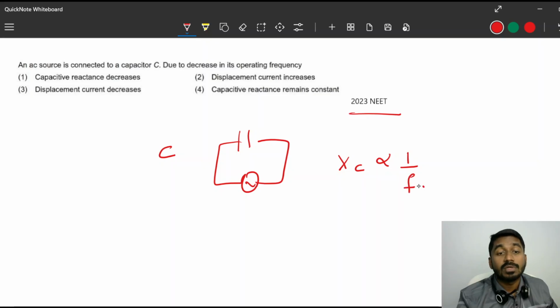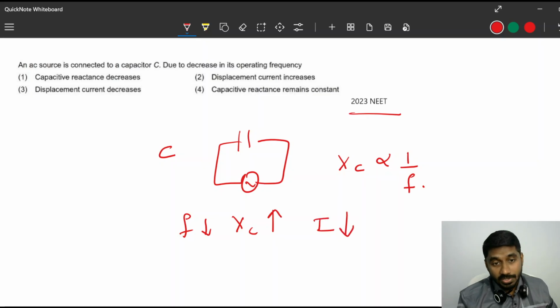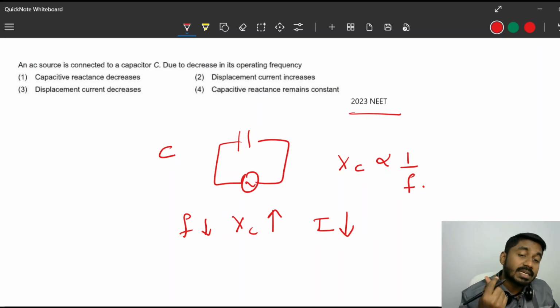frequency. Both are inversely proportional. So, operating frequency decreases, capacitive reactance will increase, so current will decrease. Understood? Frequency decreases, capacitive reactance increases, the opposition increases, so definitely current will be reduced.